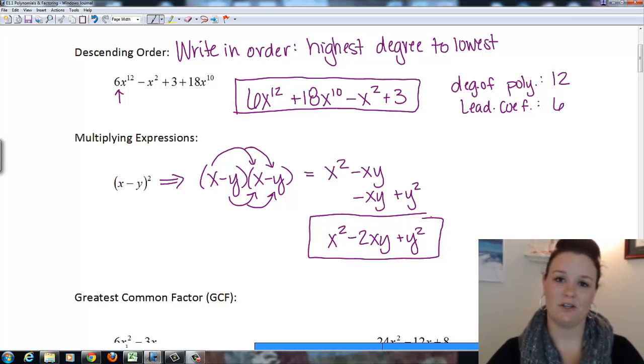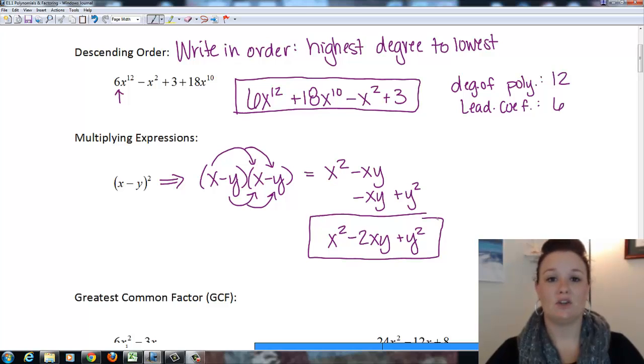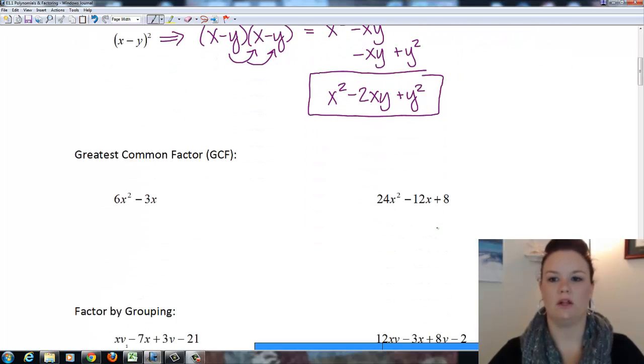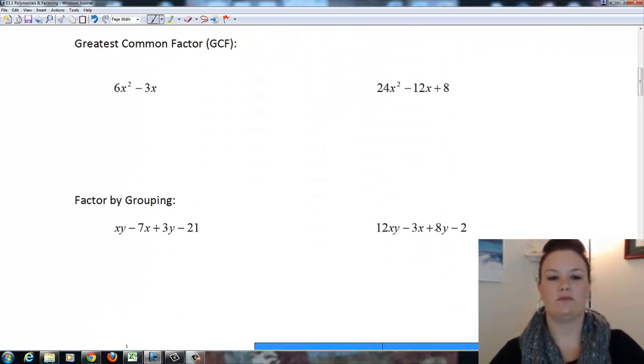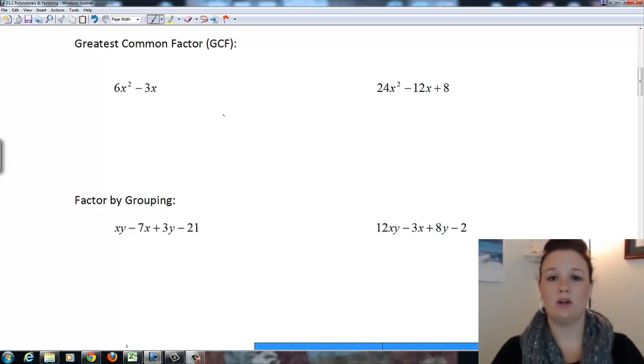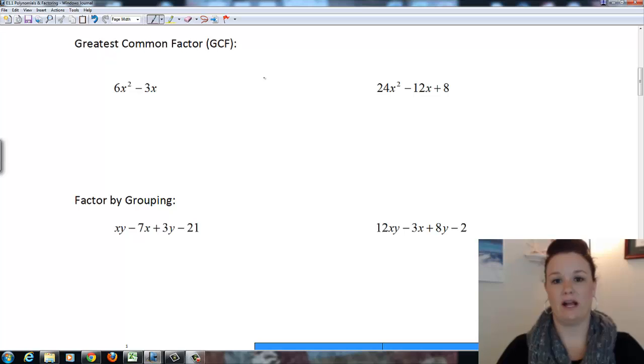Now I want to look at factoring. Factoring is the opposite of multiplying. When we factor, we're trying to break it into things being multiplied that equal the original polynomial. So the first thing we look for is a greatest common factor. That is the largest number and/or variables that we can take out of each term without being left with a fraction.